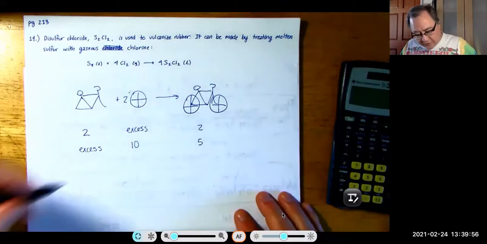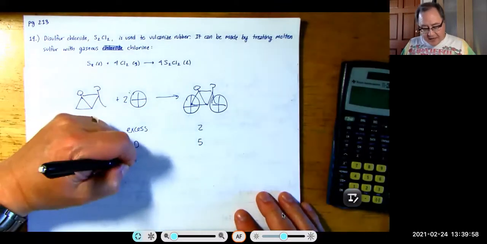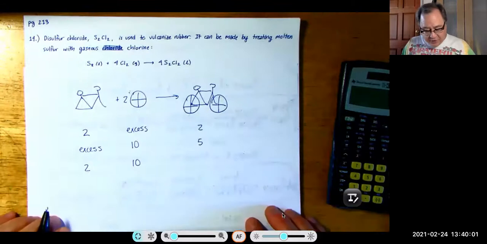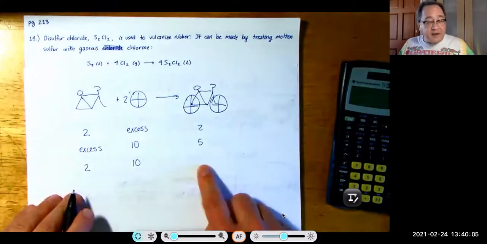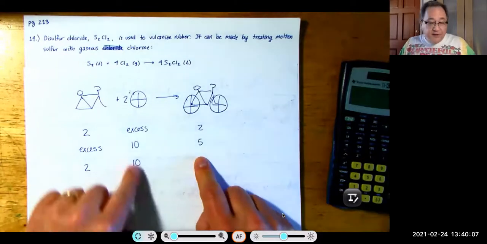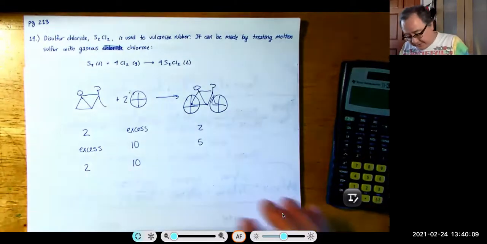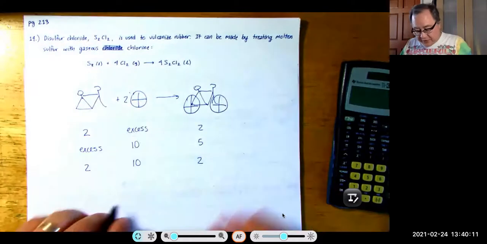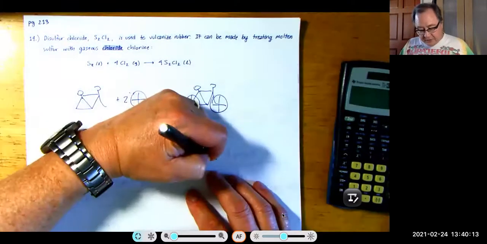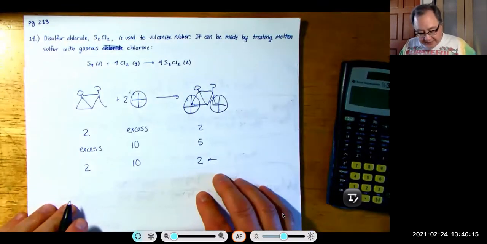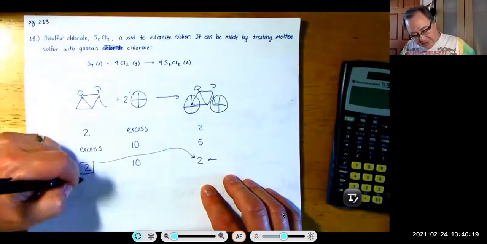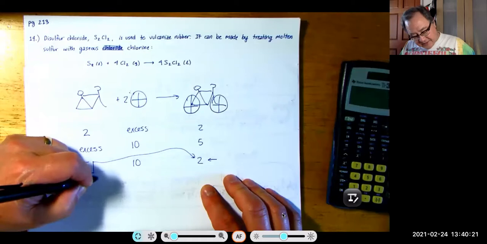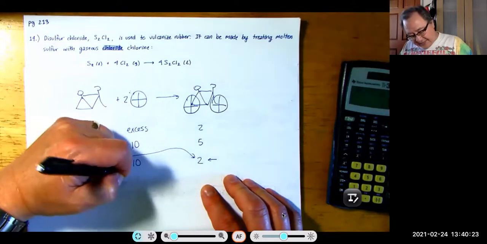Well, what if you had 2 frames and 10 wheels? How many bikes could you make? And the answer is, well, we'd run out of frames after 2 frames, even though we could make 5 with 10 wheels, but we've run out of frames. So the answer is 2. So here in this case, because this tells us how many we can make, it's called the limiting reactant. And this one is in excess.